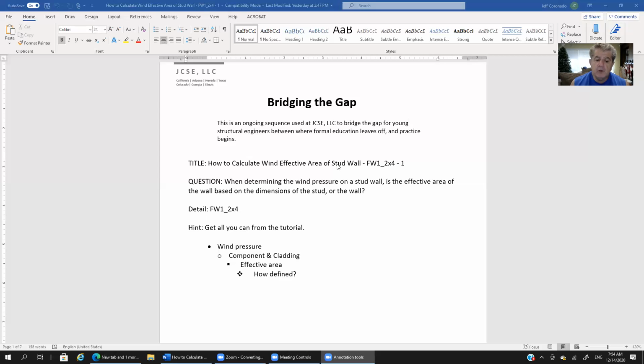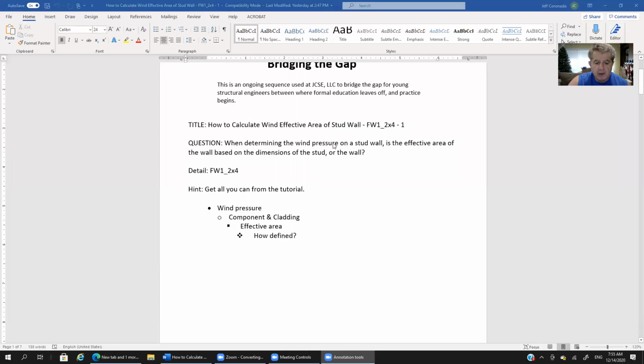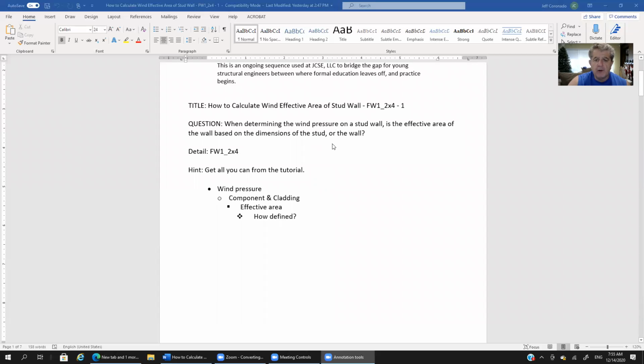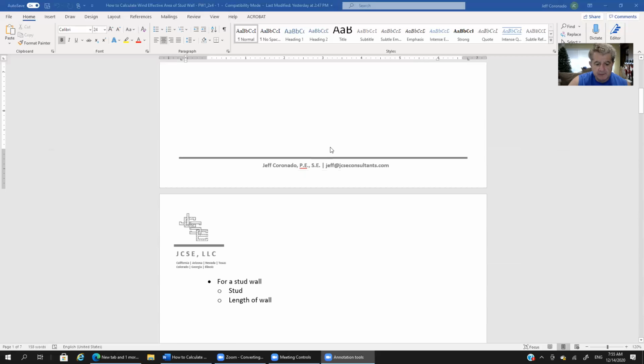So when we are doing wind pressure on a component or cladding, an element, not the overall structure, not the entire structure, but an assembly within the structure, we need to determine the effective area of that assembly, of that component, of that cladding, in order to calculate the wind pressure that's acting on it. So here the question becomes, how is the wind pressure on that component or that cladding defined?